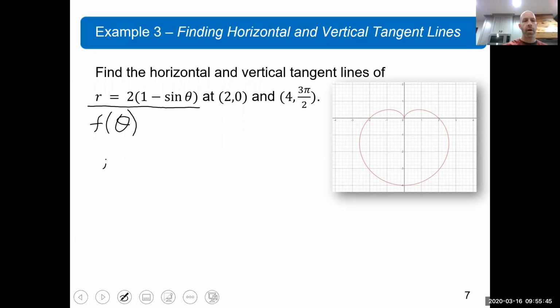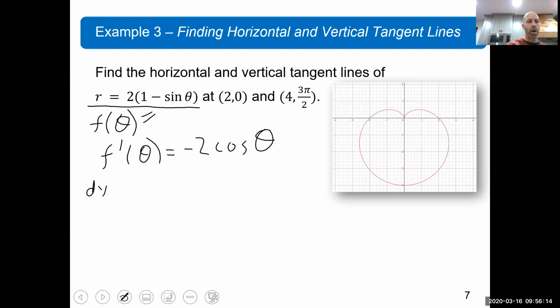Therefore, f prime of theta is going to be the derivative of this. Well, 2 times 1 is 2, and the derivative of 2 is 0. And then 2 times negative sine is negative 2 sine theta. So then the derivative of that would be negative 2 cosine theta. So now we have our f(theta) and our f prime of theta.